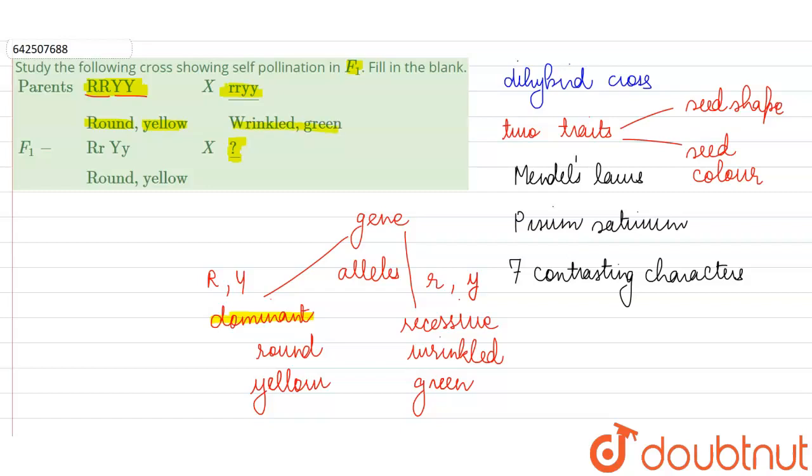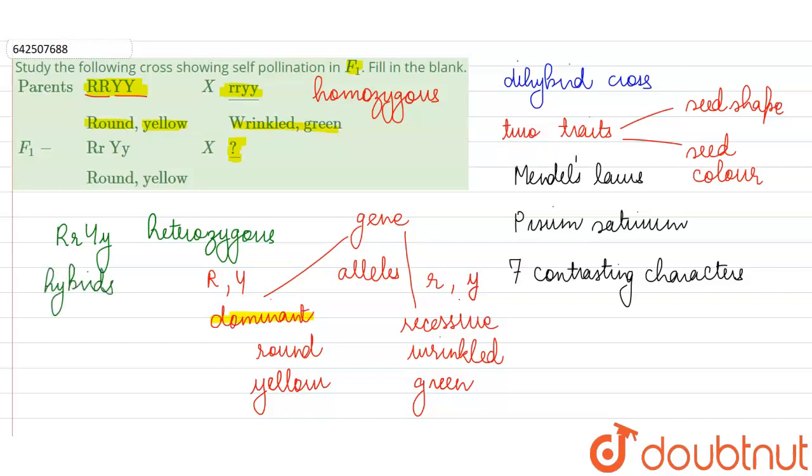So when we cross 2 such pure plants together, because both of the parents are homozygous, the first parent has only capital letters, the second parent has only small letters, so they can produce only one kind of progeny. All of their progeny are going to have a heterozygous condition for both the genes, because from one parent they are only receiving the capital R and capital Y, from the other parent they can only receive small r and small y. And so in the F1 generation, in the first filial generation, we are going to only obtain the hybrids which have such a genotype.